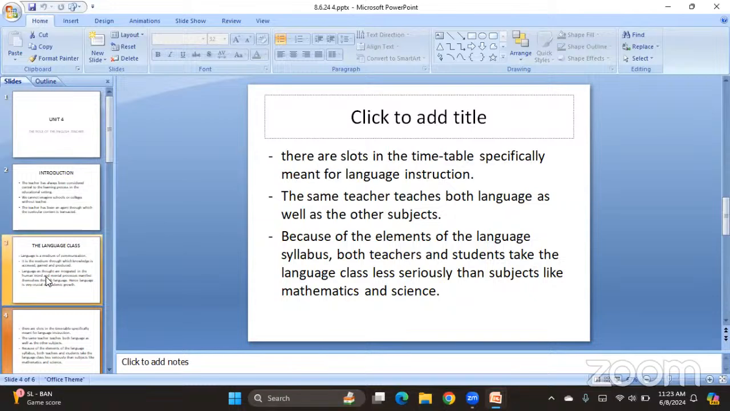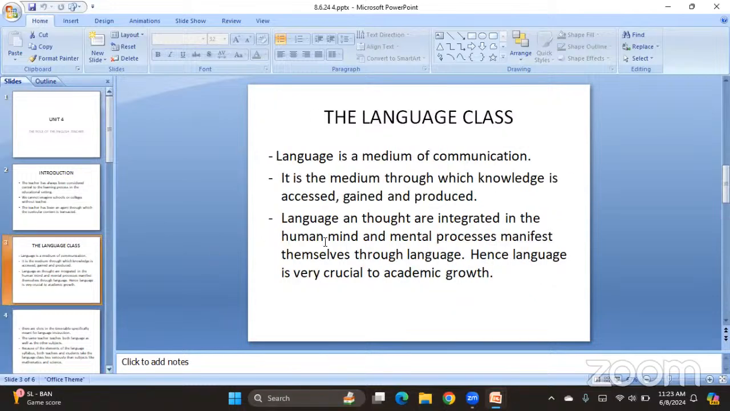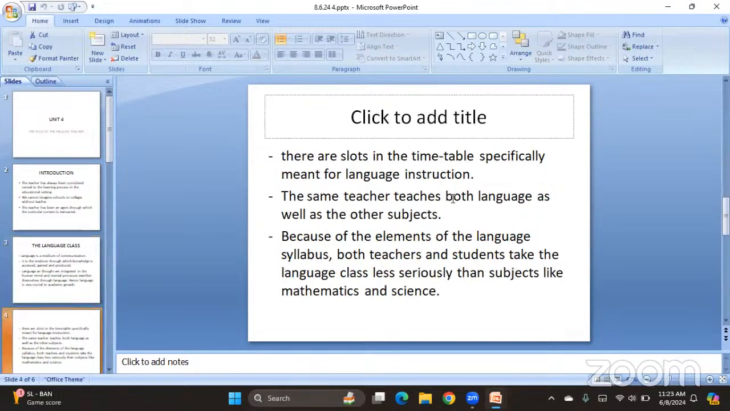In the language class at the kindergarten level, what happens is that one teacher will teach all the subjects. One teacher will be both the language teacher as well as the teacher of other subjects. Because of the elements of the language syllabus, both teachers and students take the language class less seriously than a subject like mathematics. For English, generally it is only a set of poems, a short story, or 1 or 2 factual pieces of information.